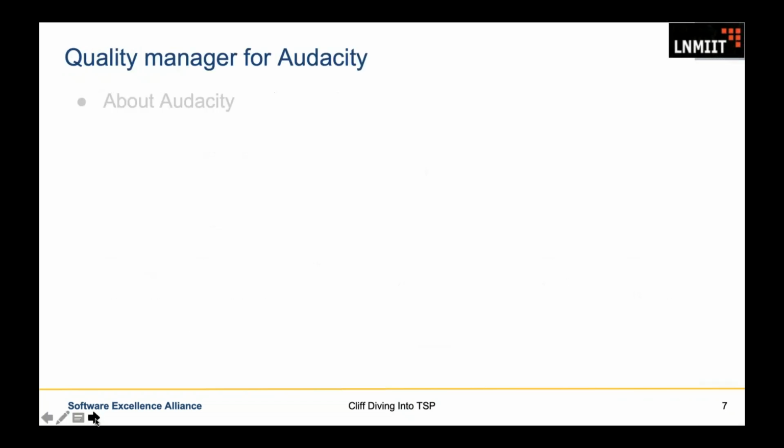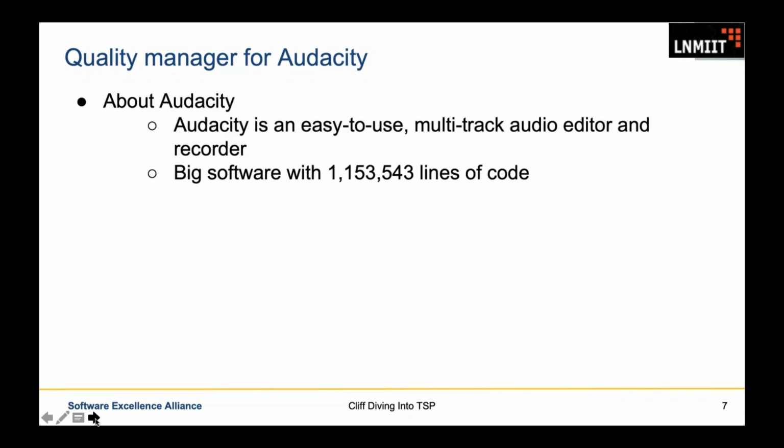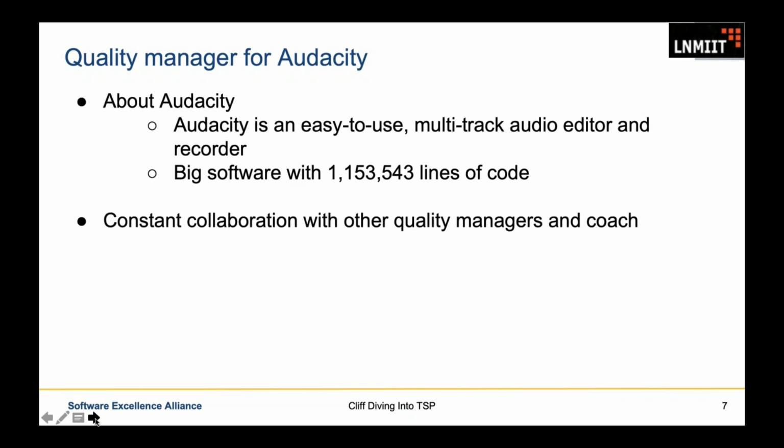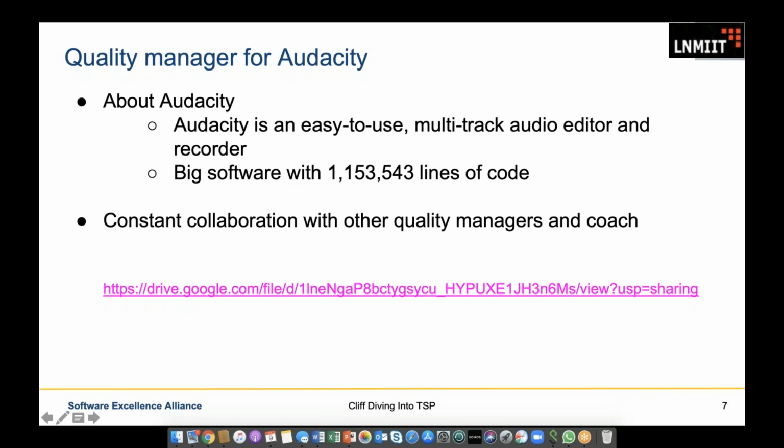Let's talk about Audacity. For this, I would like you to move forward and click on a link which is present on the slide. Yeah, you have to. Yeah, there's a link. Okay. Yeah. Bring it over. Hang on.